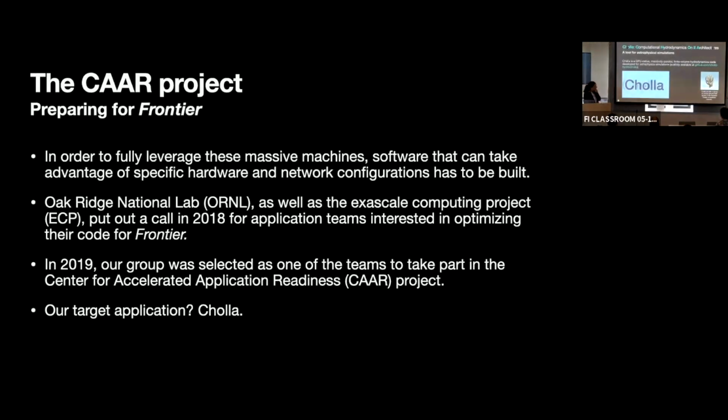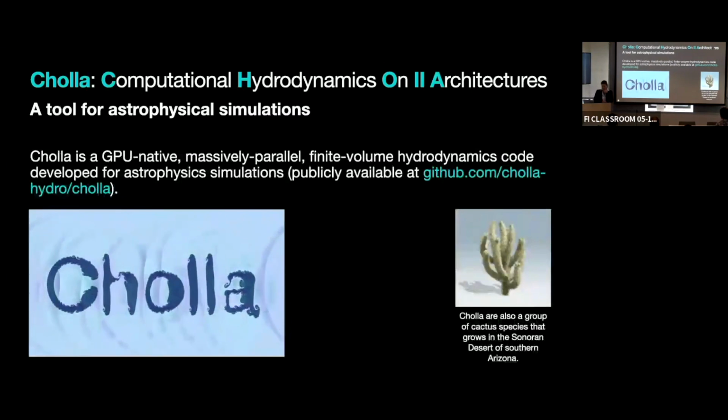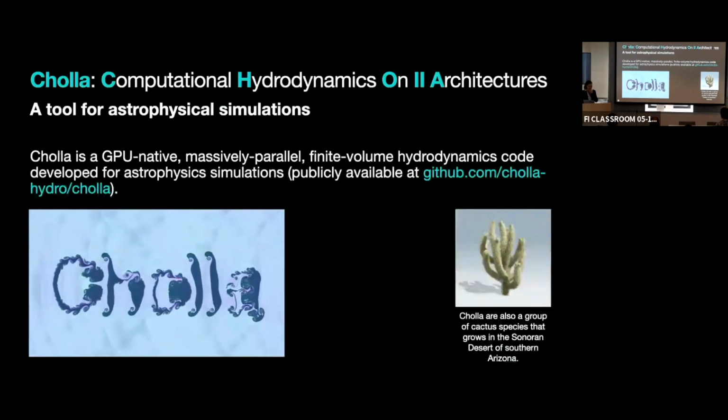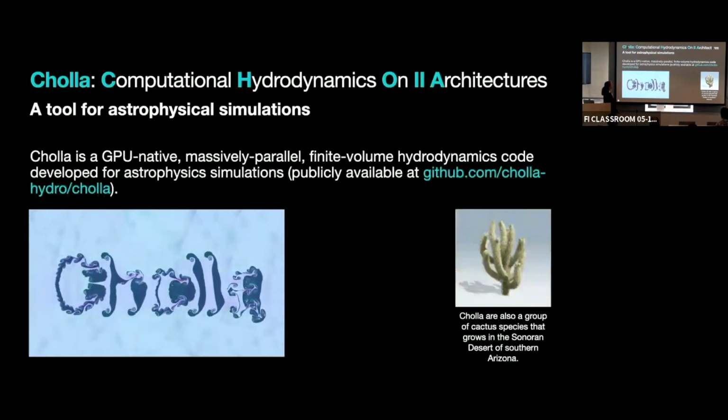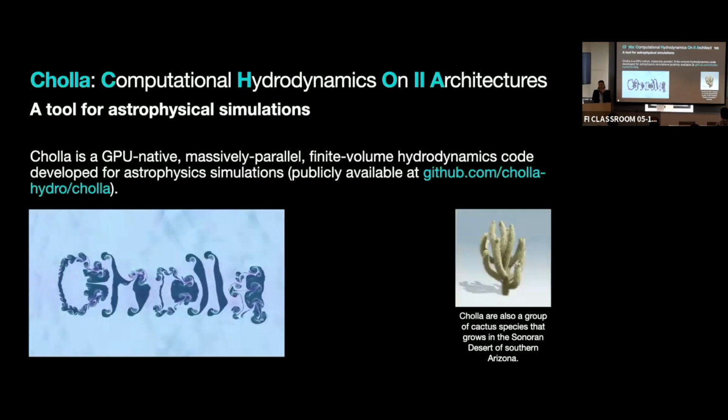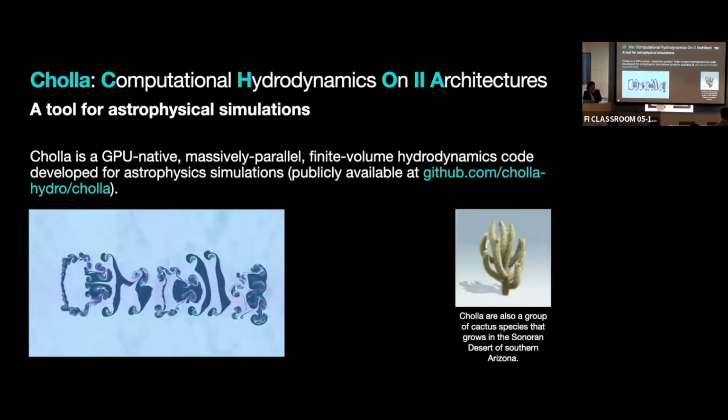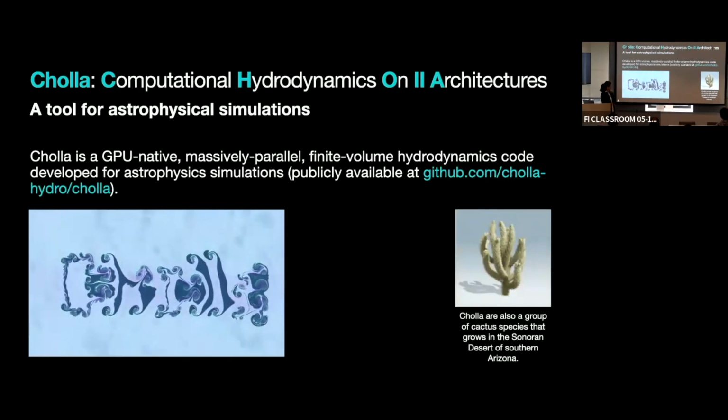In case there's anyone here who doesn't know what Cholla is, I am not so impressed with myself as to think that everyone here knows what Cholla is. Cholla is a GPU-native, massively parallel, finite volume hydrodynamics code. I started developing Cholla roughly 10 years ago when I was a PhD student at Arizona. Cholla is an acronym that stands for Computational Hydrodynamics on Parallel Architectures, where parallel at that time I left somewhat agnostic, but it was originally intended for GPUs.